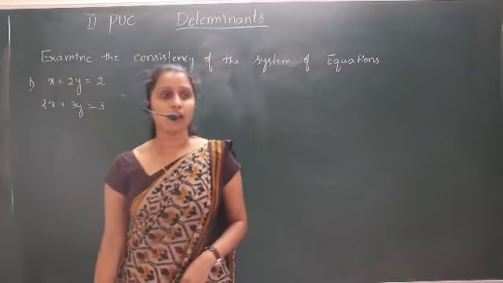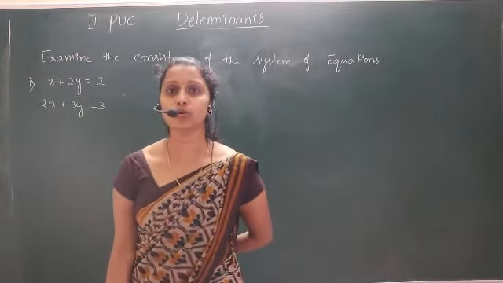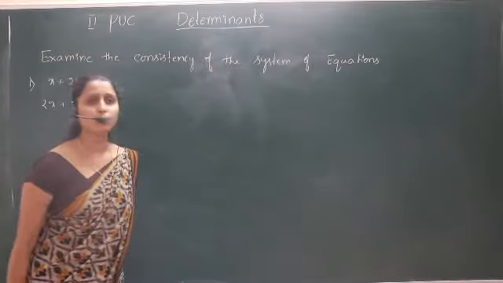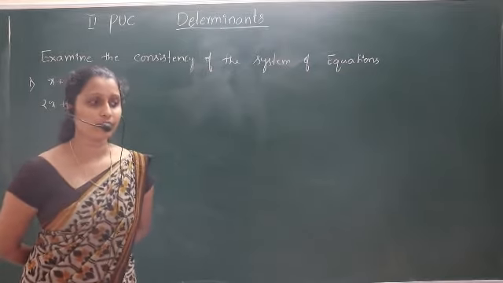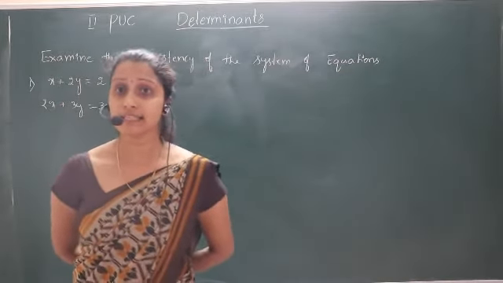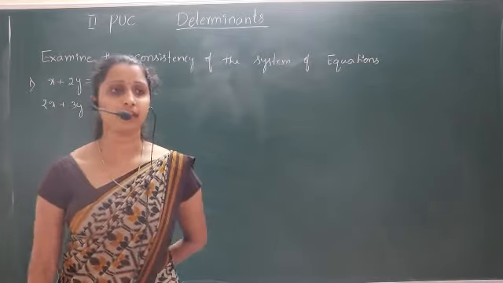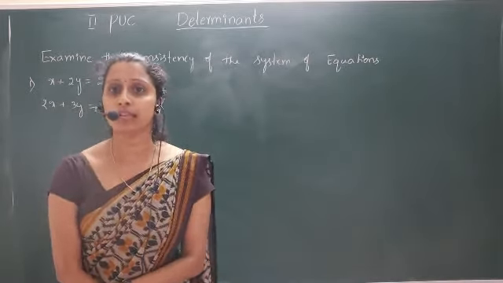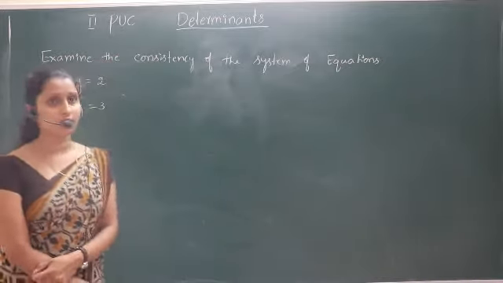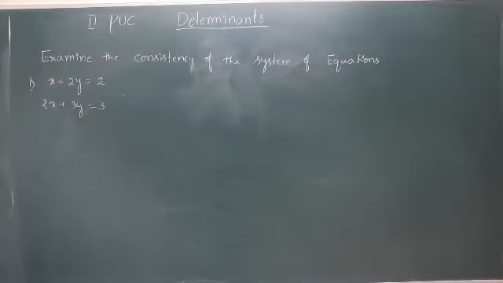Hello, students. We were discussing consistency and how to find the solution of a system of equations. So we know what consistency is. When a system of equations has a solution, it is called consistent. And if it does not have a solution, then we call the system inconsistent.